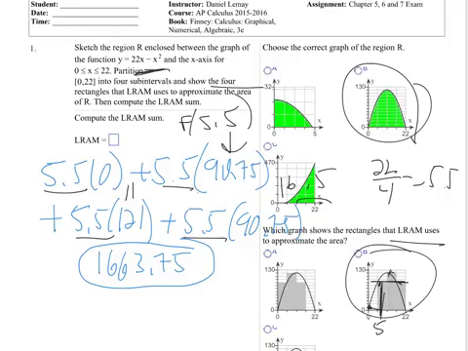And then that's our 4 subintervals. We'll do the products and add them up, and I got that for an answer.